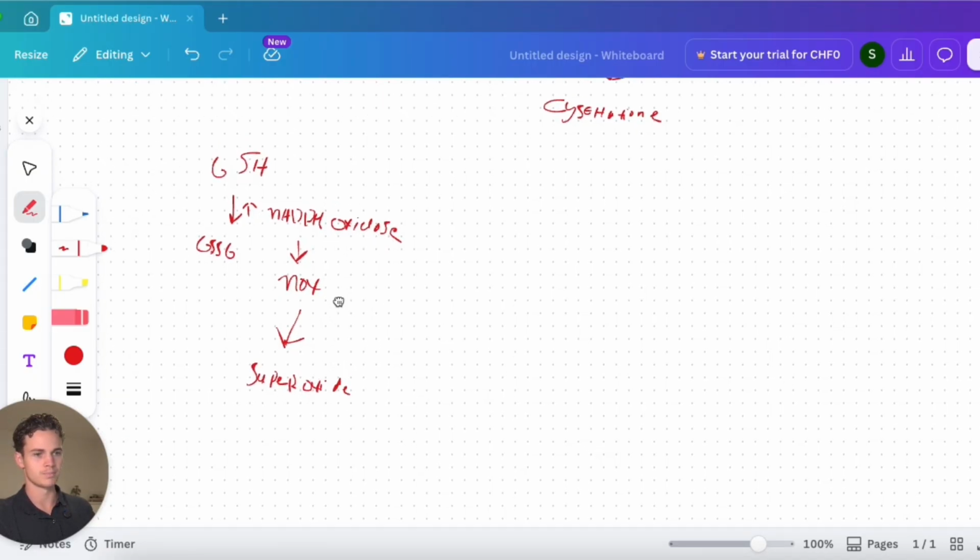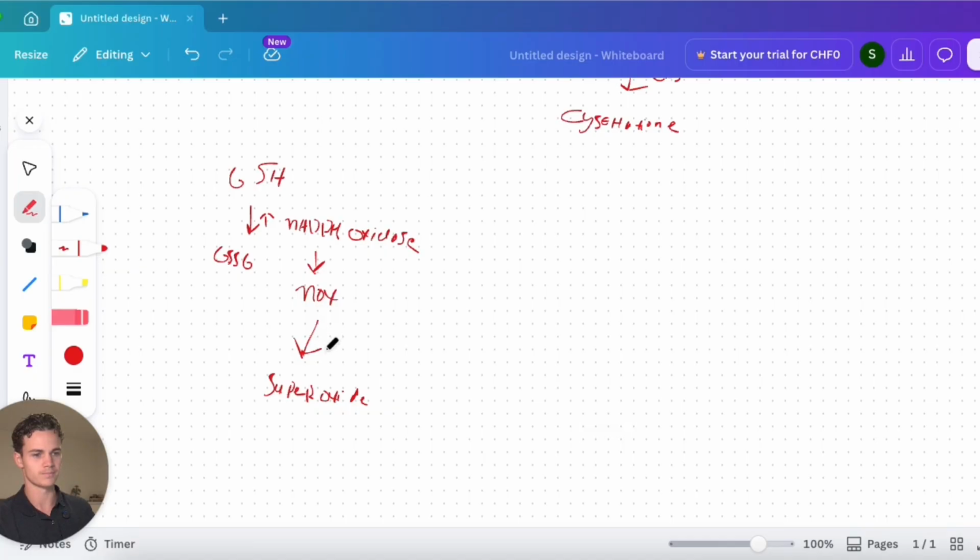So the important thing to remember here is that this chronic NOX activation is limiting your NADPH. That's then stalling the recycling of the oxidized glutathione back into the reduced and usable form of glutathione, the regular glutathione, right?